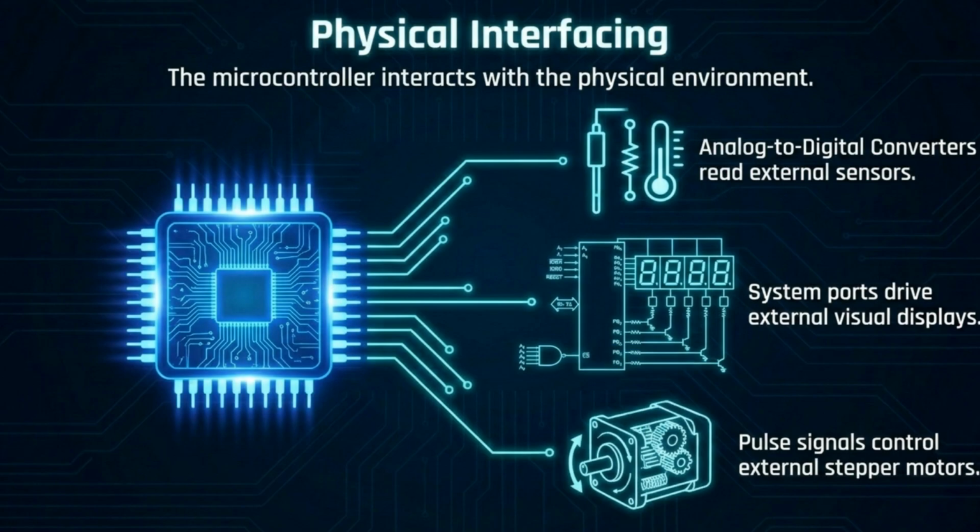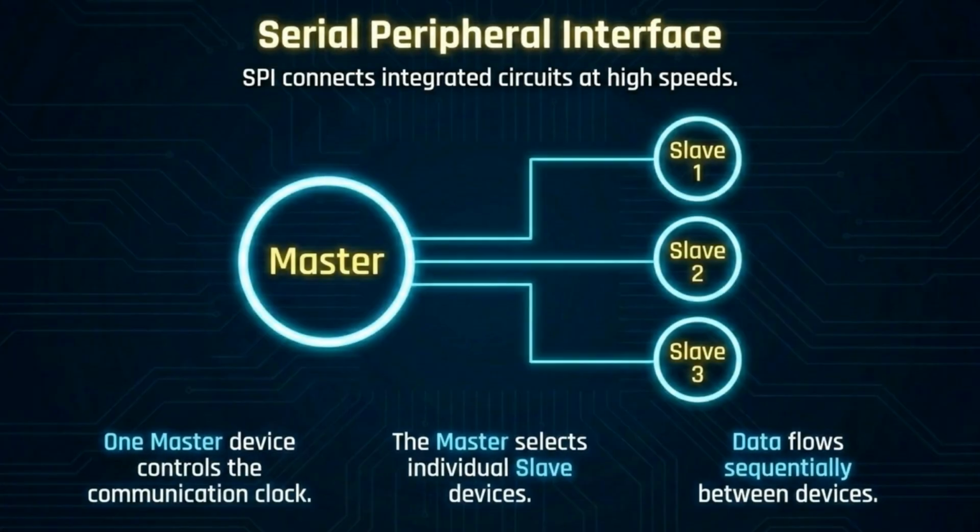Microcontrollers interact with the physical environment through interfacing. Analog to digital converters read external sensors, system ports drive visual displays, and pulse signals control stepper motors. The serial peripheral interface connects integrated circuits at high speeds. One master device controls the communication clock and selects individual slave devices, and data flows sequentially.